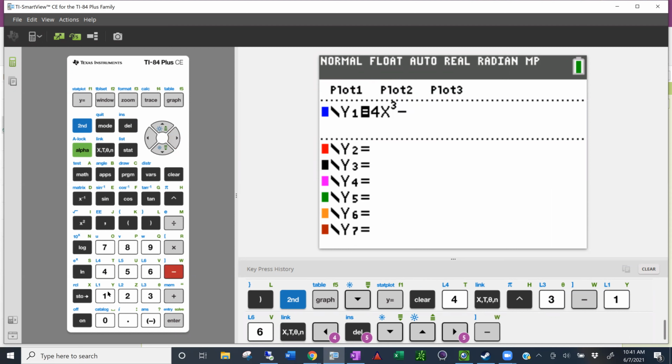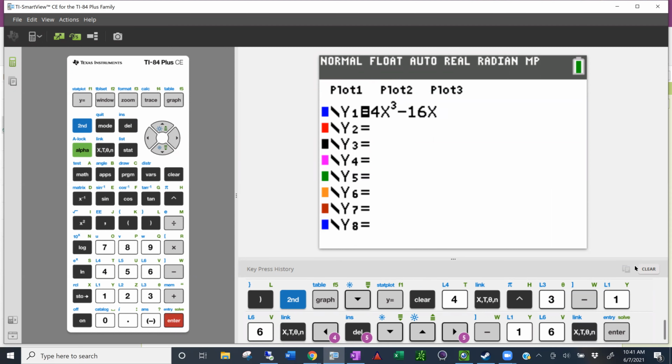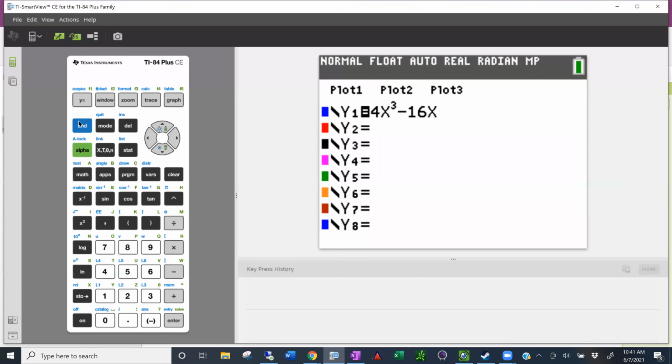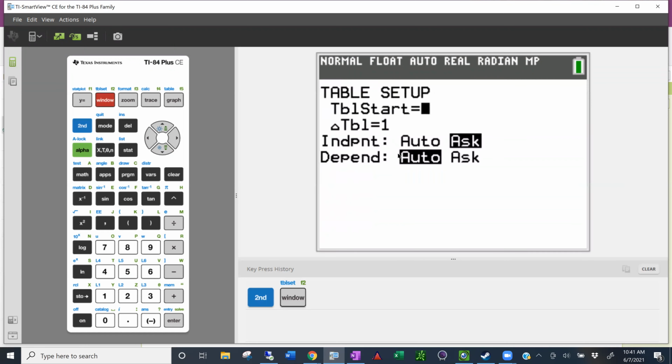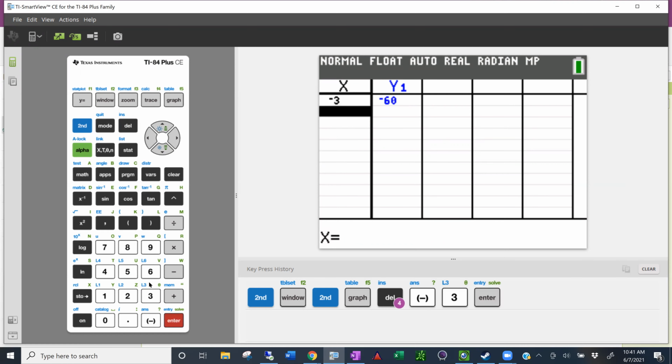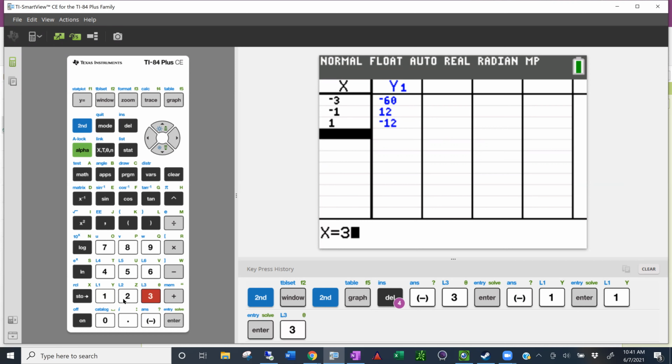So minus 16x. Now let's go to our table. It should be set up so that independent is set to ask, dependent is set to auto. Table. We'll test values at -3, -1, 1, and 3.